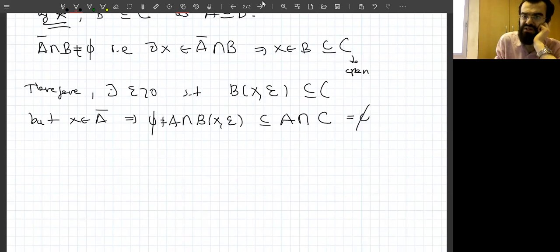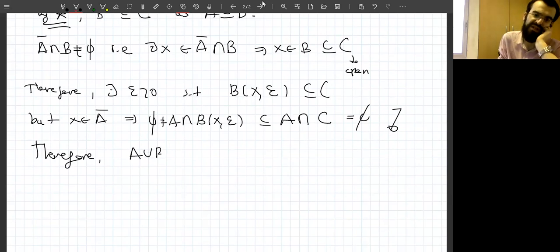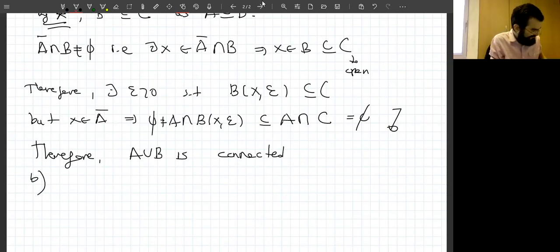But this is empty. Here it's a contradiction. Therefore, A union B is connected. Part B.